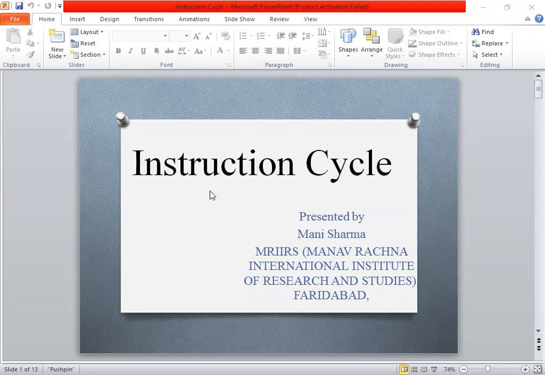Basically, in the instruction cycle, the execution of the instruction is being performed by the processor. The execution of instructions is performed in a sequential procedure. This sequence of instruction execution is different from the sequence of instructions that are written by the user in the program. The processor executes each instruction in the program sequentially.